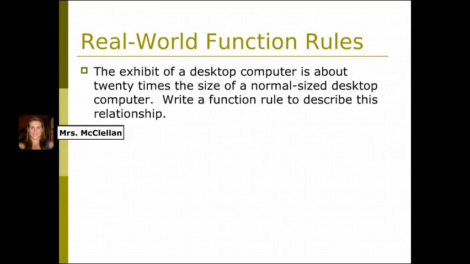Real-world function rules. The exhibit of a desktop computer is about 20 times the size of a normal-sized desktop computer. Write a function rule to describe this relationship. We're going to let n equal the normal-sized computer, and we'll let L of n equal the length of the larger-sized museum's computer. So the function rule would look like this. L of n, which is also f of x, just another way of writing this function rule.